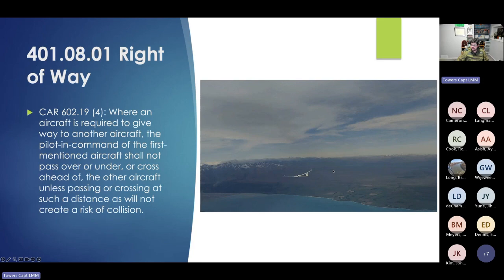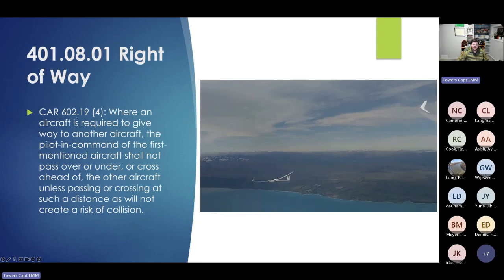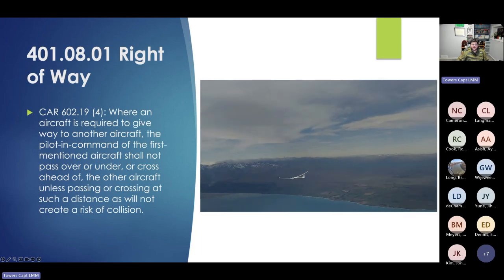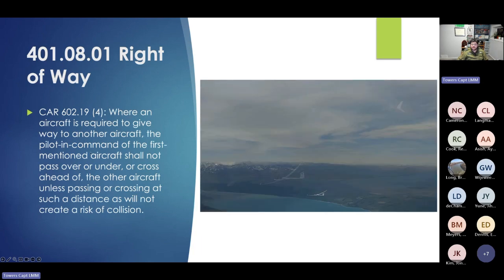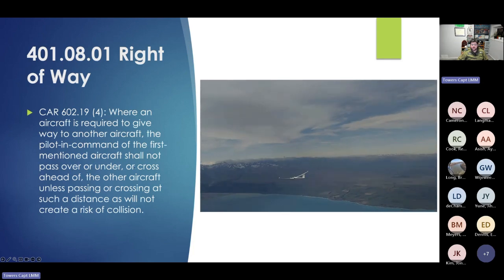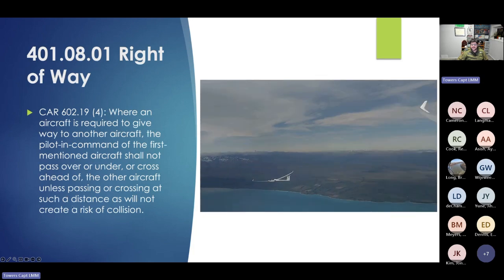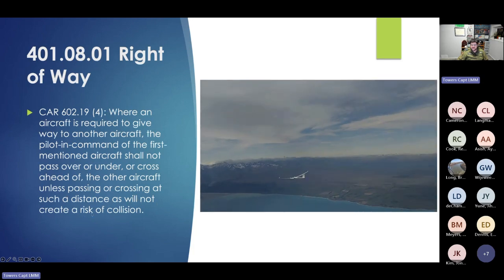So this is a lovely GIF here. I'm in one glider here, and we're approaching another glider. So where an aircraft is required to give way to another aircraft, the pilot in command of the first mentioned aircraft shall not pass over or under or cross ahead of the other aircraft unless passing or crossing at such a distance as will not create a risk of collision.